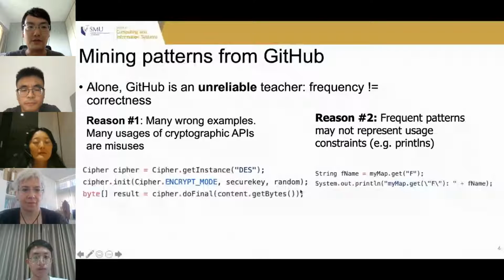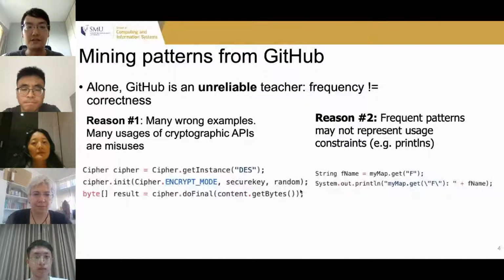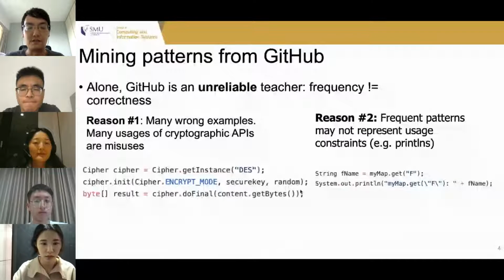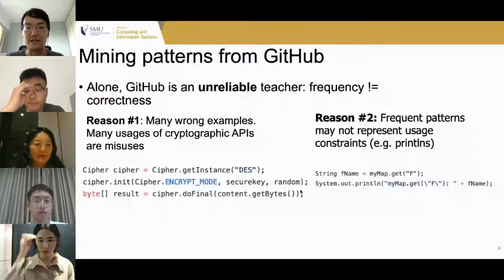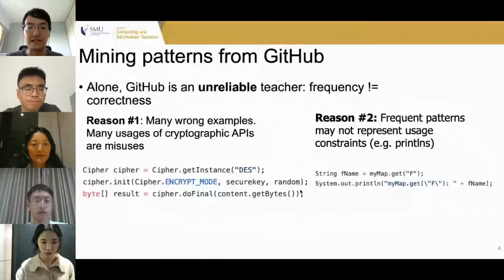However, in this paper, we argue that GitHub alone is an unreliable teacher because frequency isn't equal to correctness. The first reason is that there are many wrong examples of APIs on GitHub. So if we try to learn from these examples, we would learn misuses instead. And also, frequent patterns may not represent usage constraints. For example, it is frequent to see print lines together with a map.get, but that does not mean that we have to print line every time we retrieve something from a map.